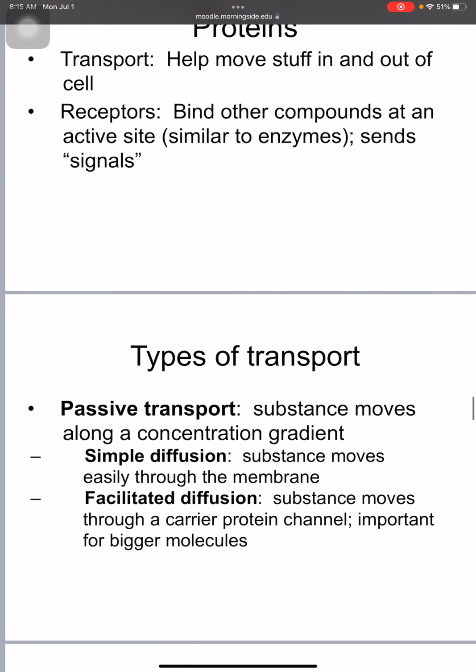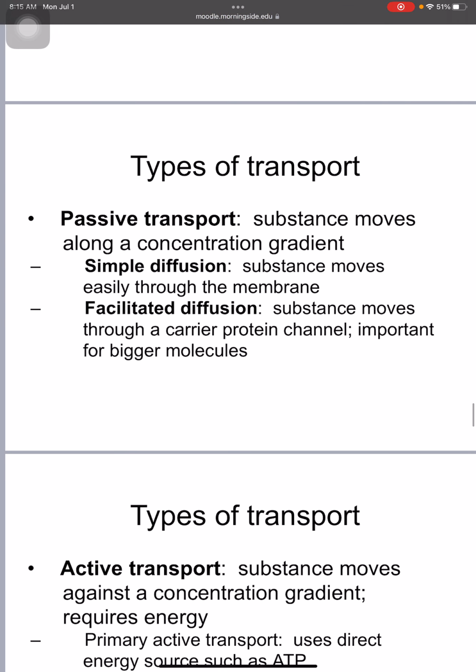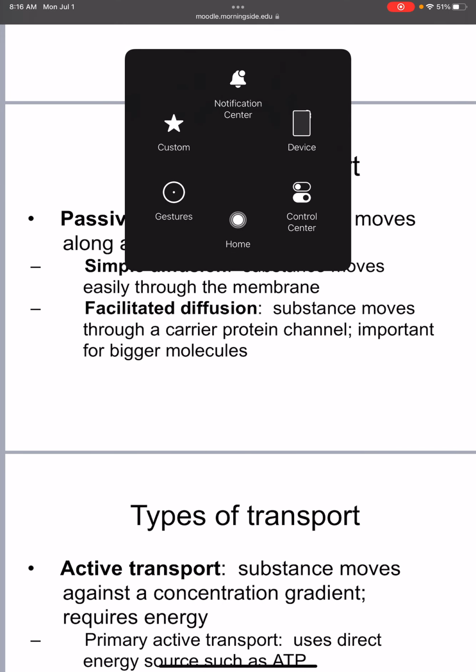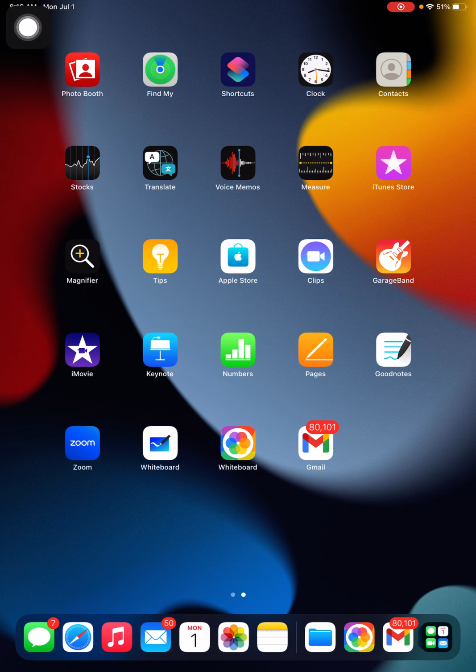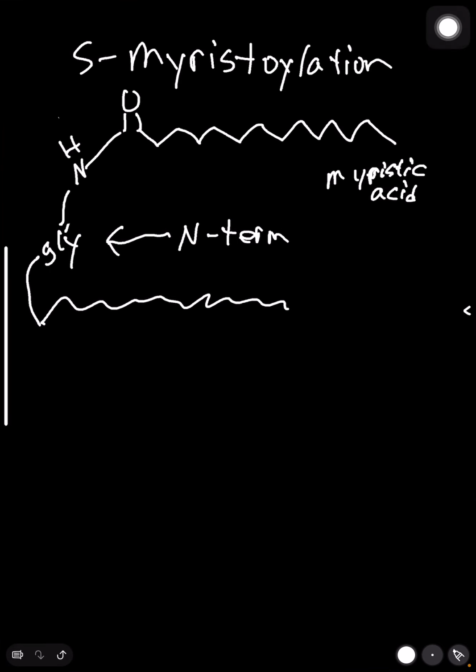So let's take a look at transport first. You have heard these terms forever, probably, maybe in middle school. But we're going to talk about them a little more and see exactly how the proteins facilitate this. A couple of big broad categories of transport: passive transport and active transport. Passive transport first. That's when you have a substance moving along a concentration gradient. In other words, you're going from an area of great concentration to low concentration.